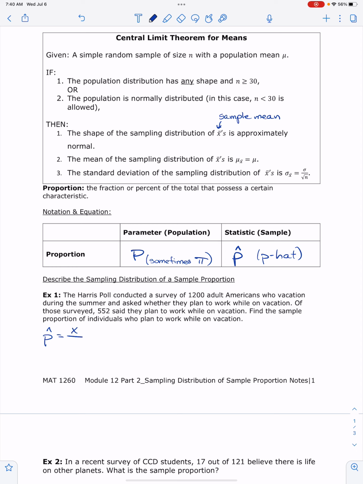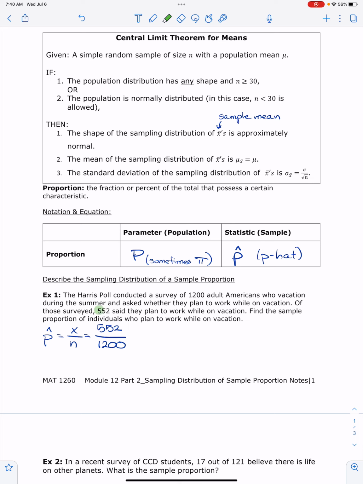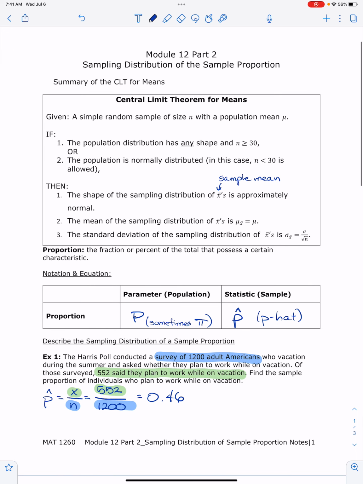Number of occurrences divided by the sample size. So our 552, hopefully this is familiar. And let us color code. There we go. When we take 552 and divide it by 1,200, we get a sample proportion of 0.46.